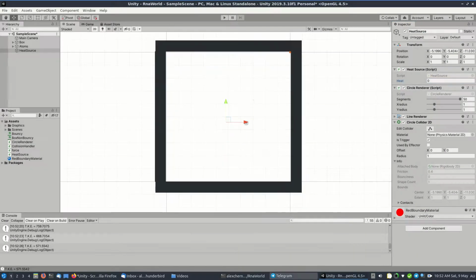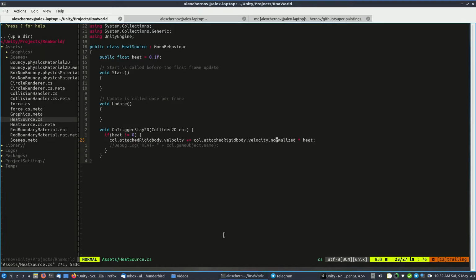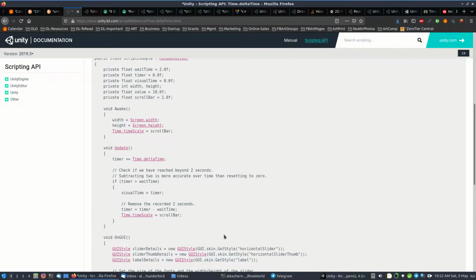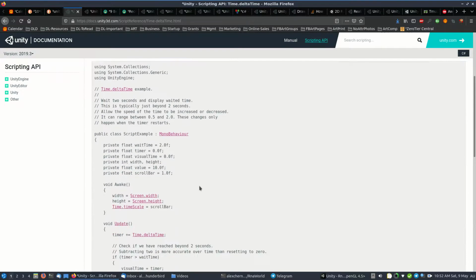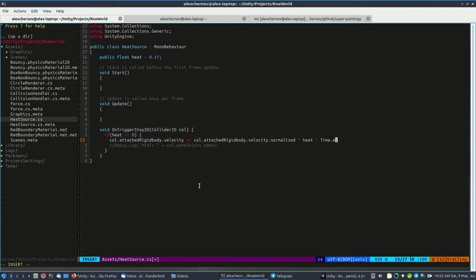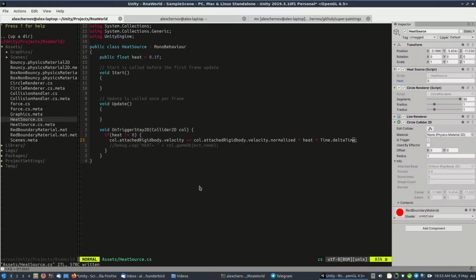It's still working, I think so. Boom, boom, boom, boom, boom. So yeah, as far as I understand, everything that I need is just probably will add it better to the end. Time. Delta time, do I need to include anything here? No, it doesn't look like it. Delta time. So now it should be frame independent, if I understand it right. Let's see.